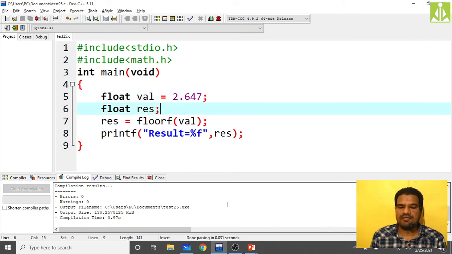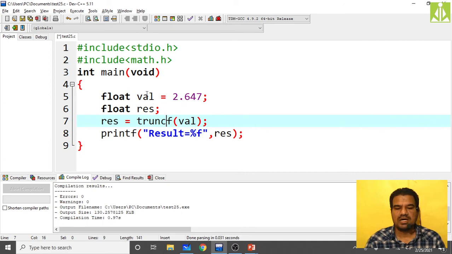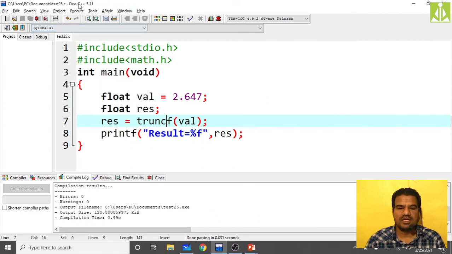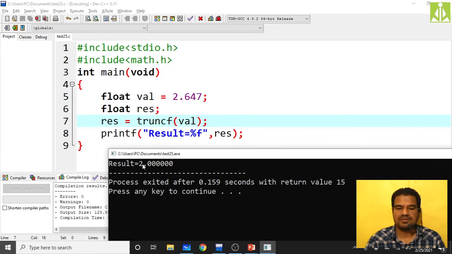So if we calculate for float, that is truncf, trunc float, I'm performing this trunc operation on 2.647. What will be the nearest value in the direction of 0 for a positive number? It is 2. So we need to get the same result, that is 2. And I'm getting 2, as you can see.